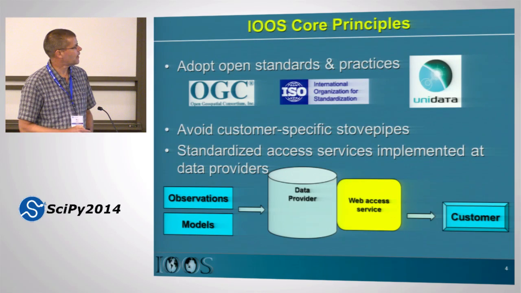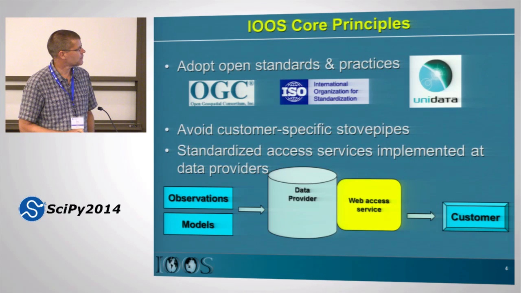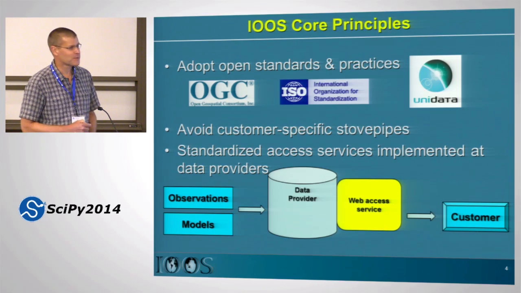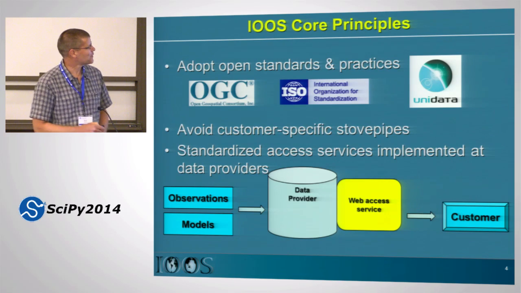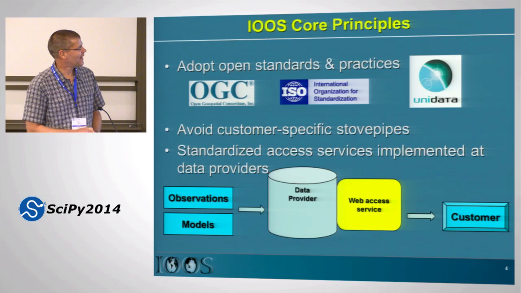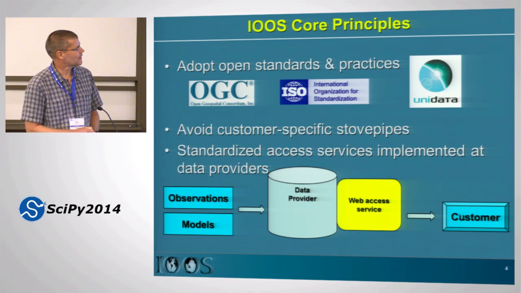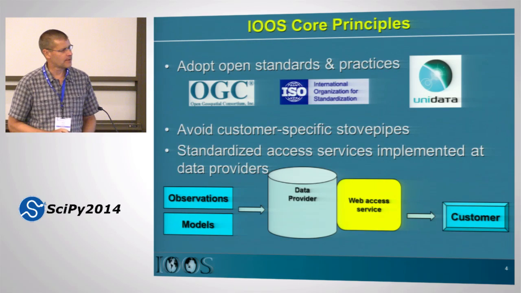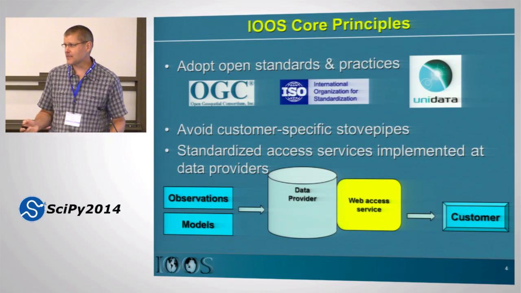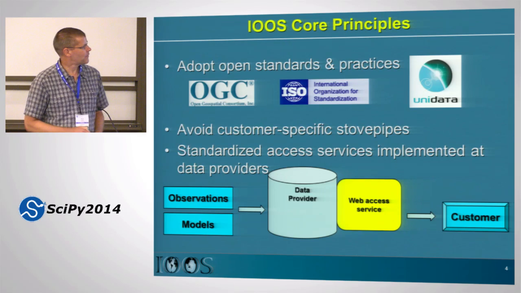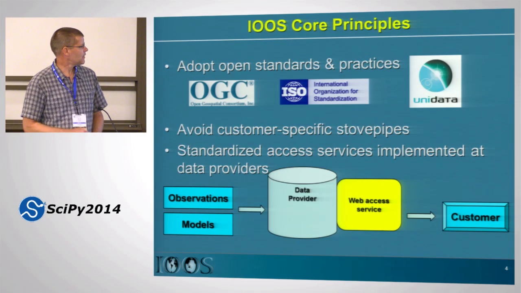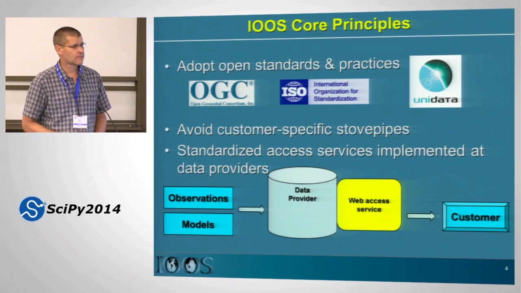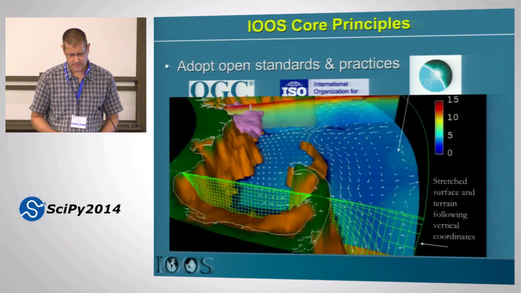Their core principles are to use open standards and practices, of course. The Open Geospatial Consortium, which I guess about 5 of you guys know about from Richard's question. ISO, I think you all know about that. And we also use community standards that have been developed by Unidata. Those are the NetCDF guys. So we use a bit of their infrastructure as well. And basically, if you want to participate in IOOS, you're a data provider, you've got observations or models, you need to use web services. That's the way this distributed system is designed.